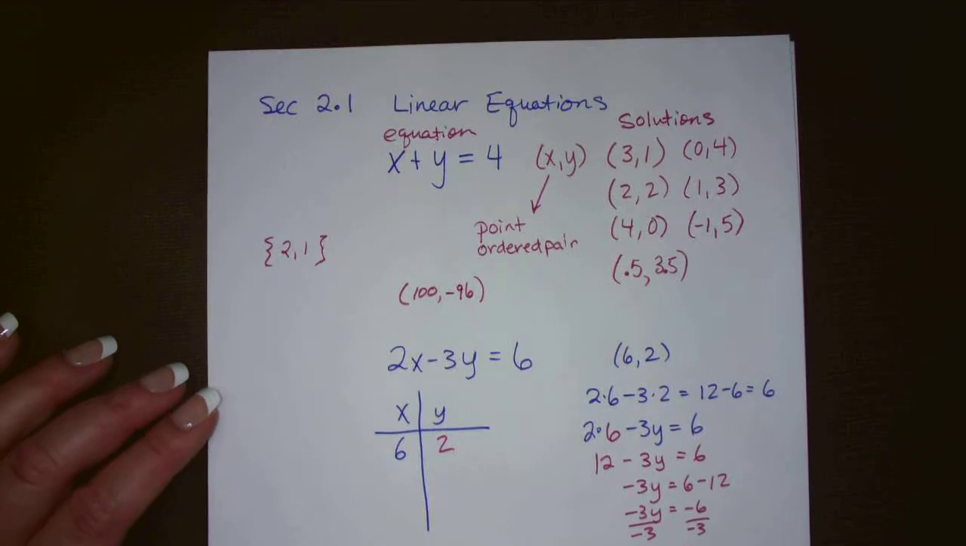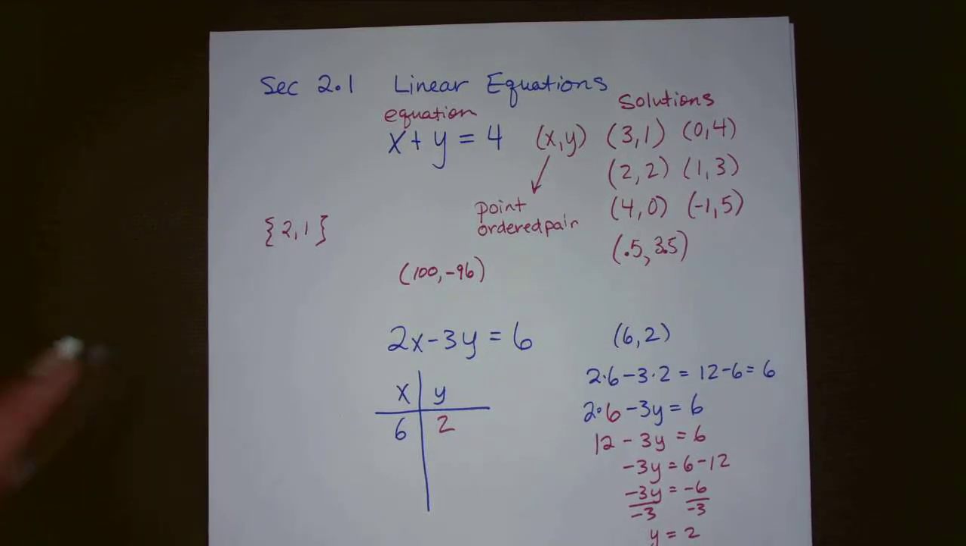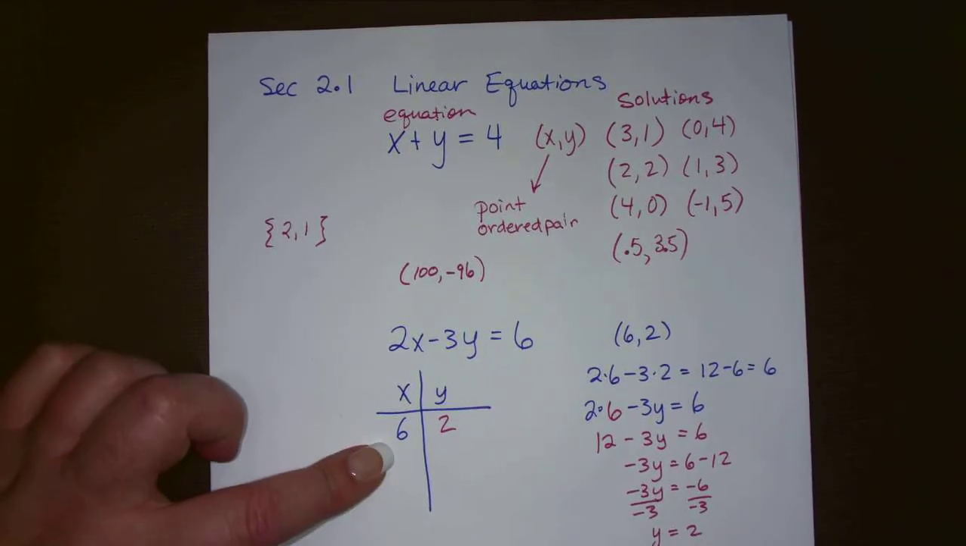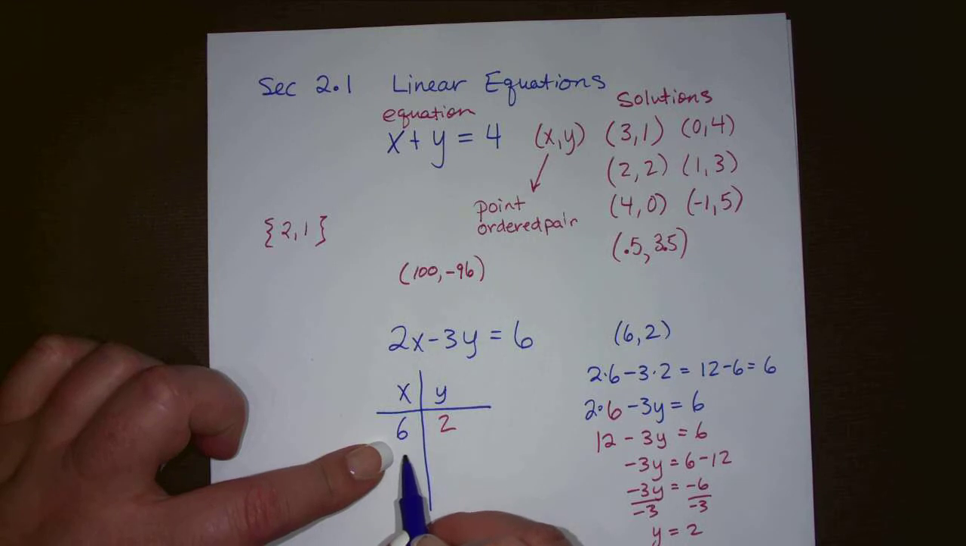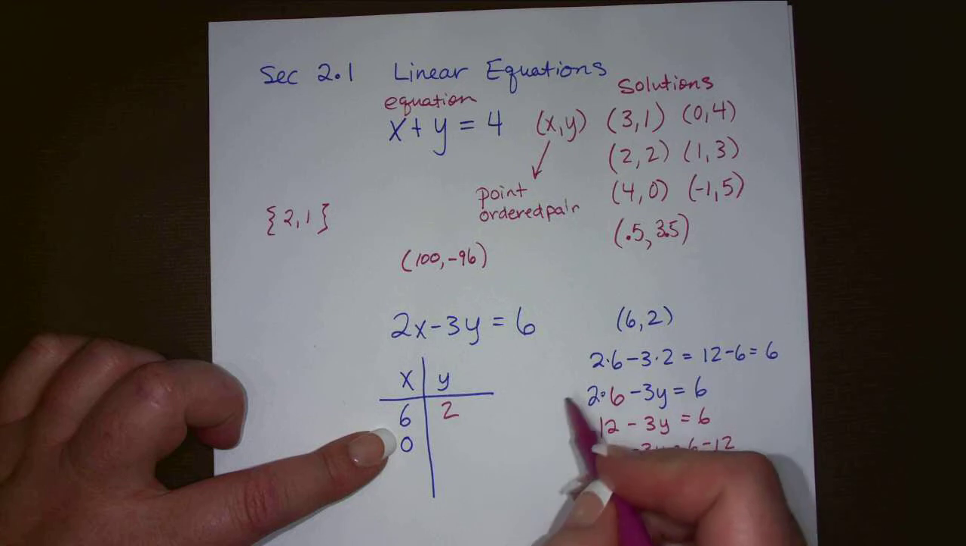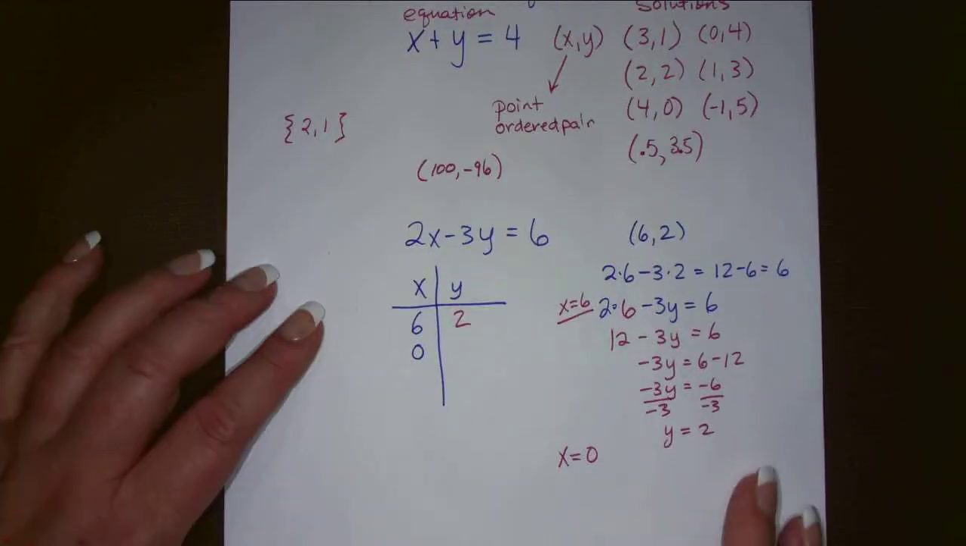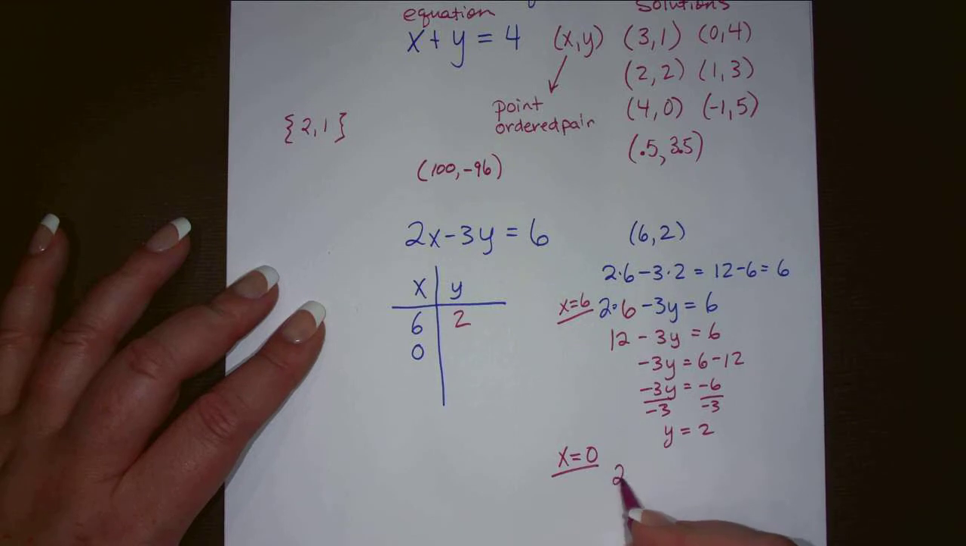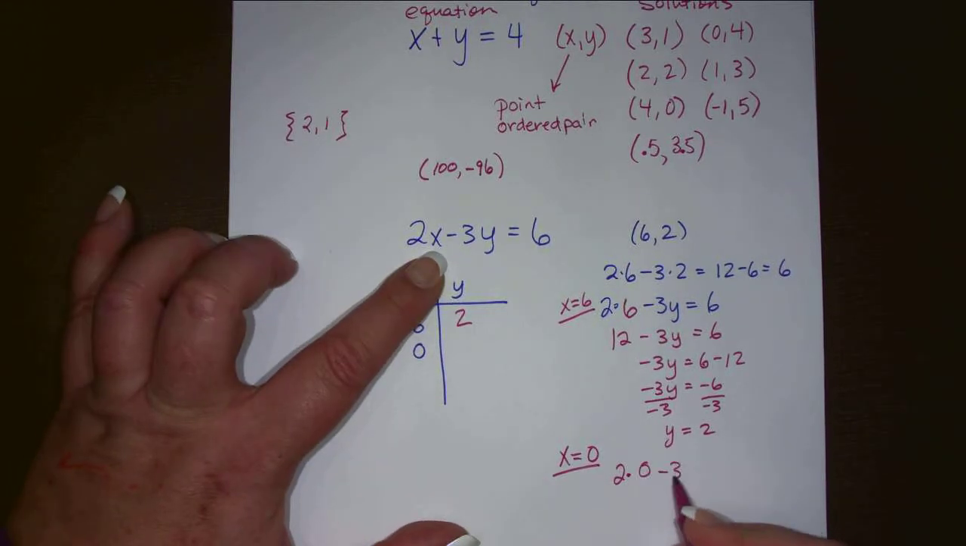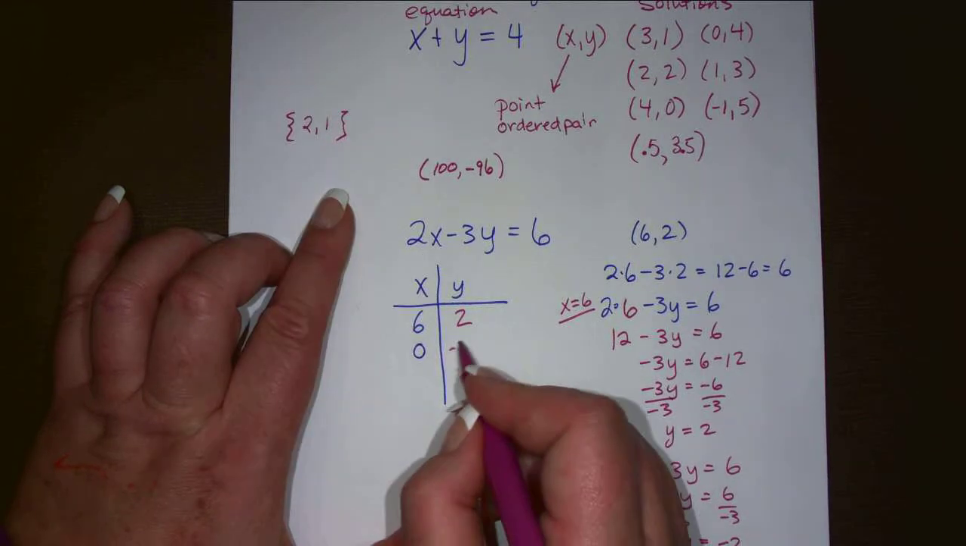So doing that, what would be an easy number to plug in if we wanted another x value? What about 0? Say I plugged in x equals 0, so I get 2 times 0 minus 3y equals 6. 2 times 0? Negative 2? So that will also work.